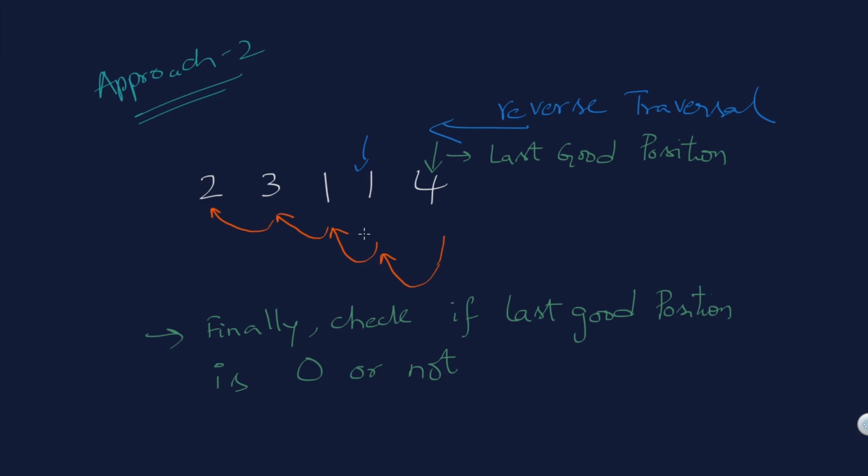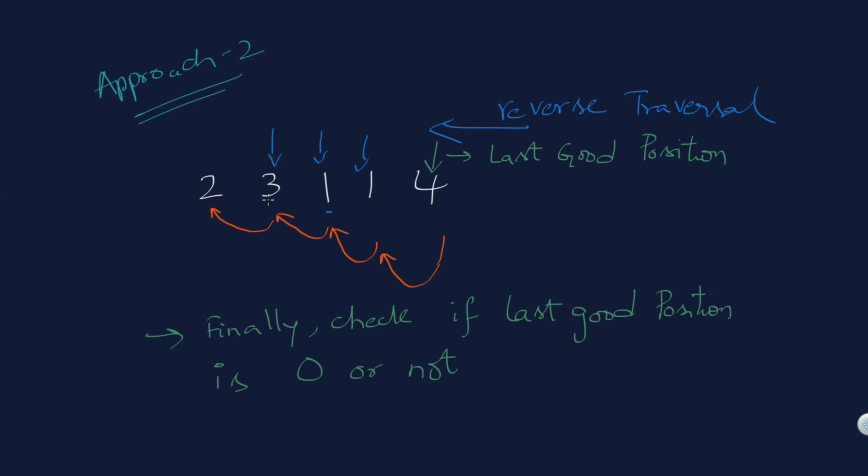Again we will traverse back from position 3 to position 2. Again from position 2 we can traverse to position 3. So this position 2 will become now last good position. Again we will traverse back from 1 to 3. Now 3 can very well reach index 2. So this will become our last good position.